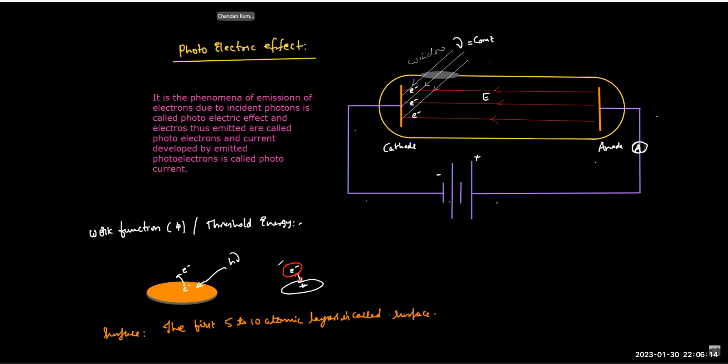So the work function is defining the least energy required for an electron to go out of this metal surface. So we say that it is the minimum.